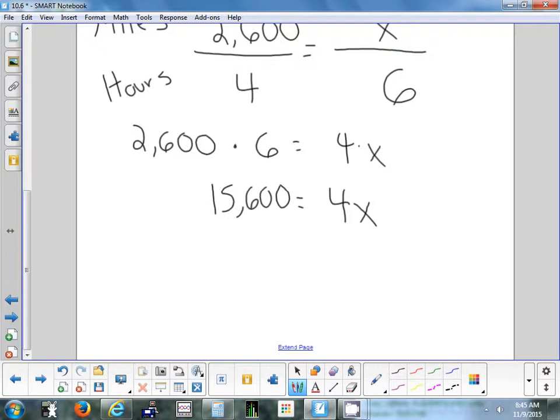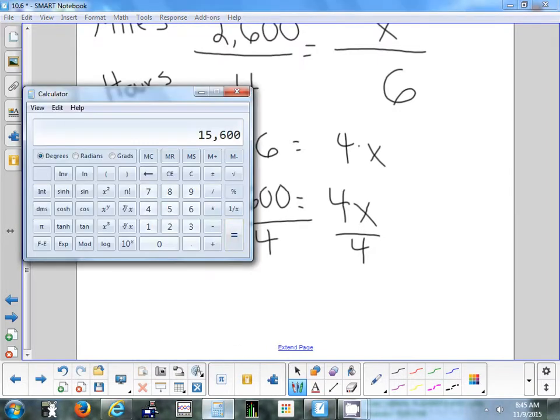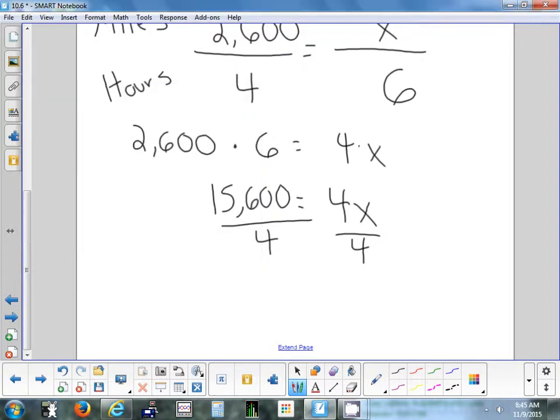Right, so I got 15,600. What's the last thing that I have to do to get my answer? Who knows? Gage, what am I going to do to solve this? I did 2,600 times 6. I got 15,600. What am I going to do now? Divide by 4, right? I'm going to divide that by 4. So let me go back to the calculator. I'm going to divide that by 4 equals 3,900.